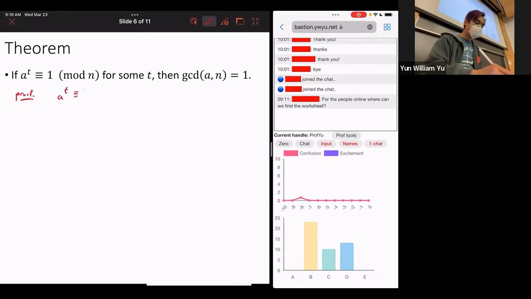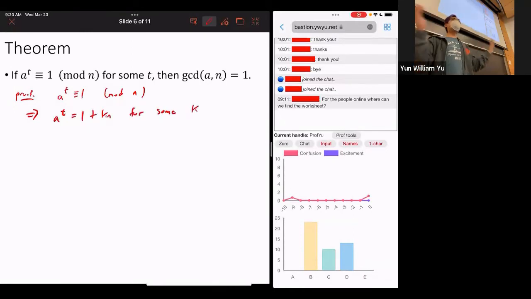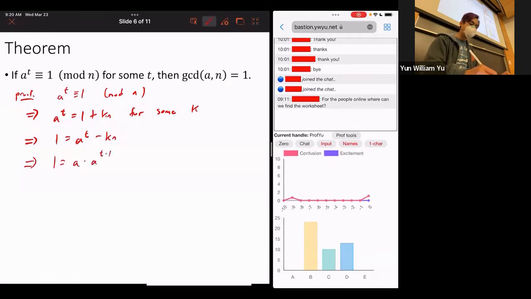So a to the t is congruent to 1 mod n. Well, what does that mean? Well, that's just another way of writing a to the t is equal to 1 plus kn for some k, right? Because that's exactly what it means to be congruent to 1 mod n. Well, we can rewrite this as 1 is equal to a to the t minus kn, right? So we're just subtracting kn from both sides and then just normal linear equation manipulations. And then this implies that 1 is equal to a times a to the t minus 1 minus k times n.